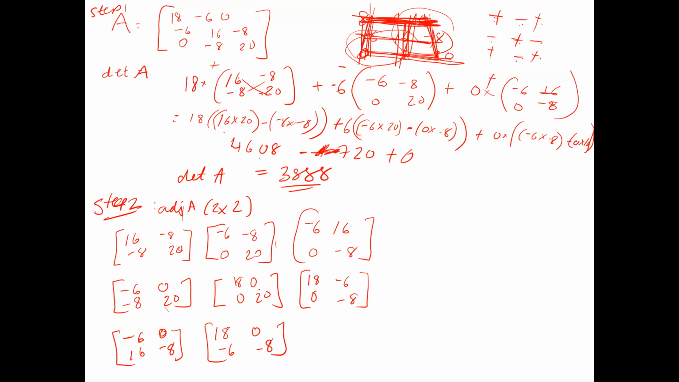Okay. And then the last one, this one, close this one and that one. So that is 18, minus 6, minus 6, 16.